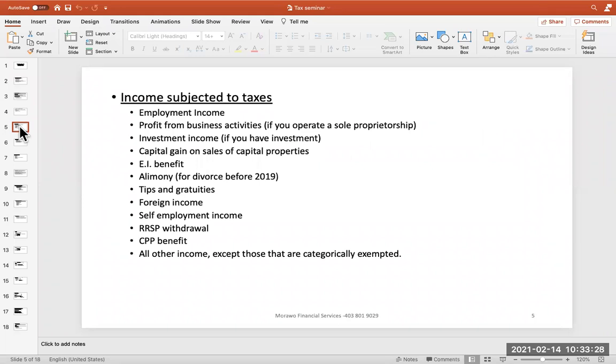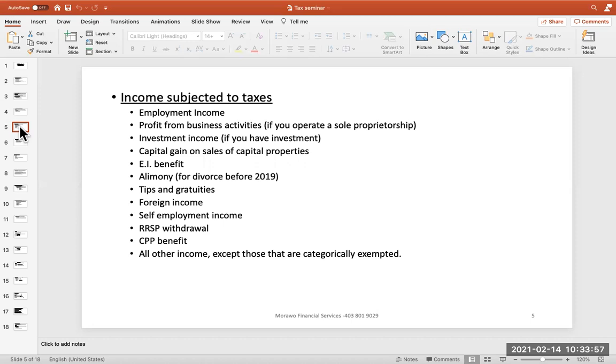Now, let us look at income subjected to taxes. The obvious one, your employment income. If you work and earn salary, everything you earn is subjected to tax. Then profit from business activities. That is, if you operate a sole proprietorship or home business, so income from there is also subjected to income tax. If you have investment income, you pay tax on it as well.